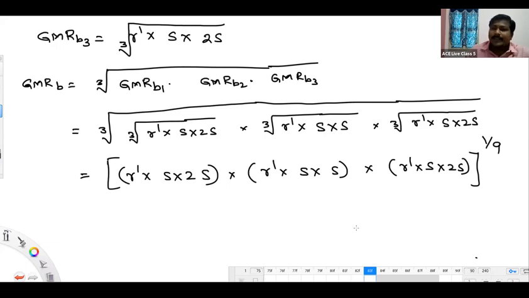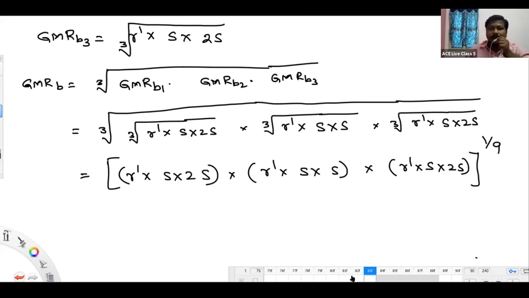All of you stop writing. Just listen to the words I am saying. This is another way of calculating the GMR, which will definitely give the same answer.